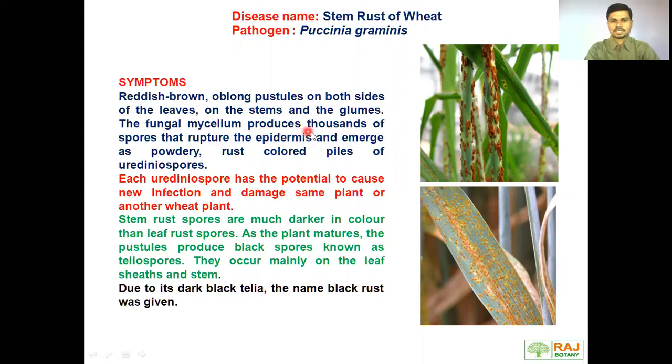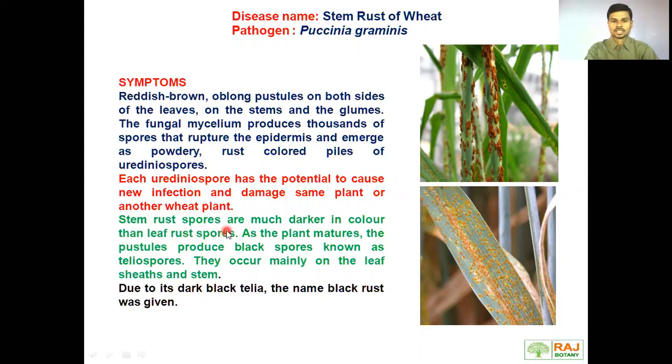The fungal mycelium produces thousands of spores that rupture the leaf epidermis and emerge as powdery rust-colored piles of the uredinospores. A particular type of spore is produced in this disease. These spores are termed uredinospores. These uredinospores have the capacity to cause new infection and damage the same plant as well as different plants.